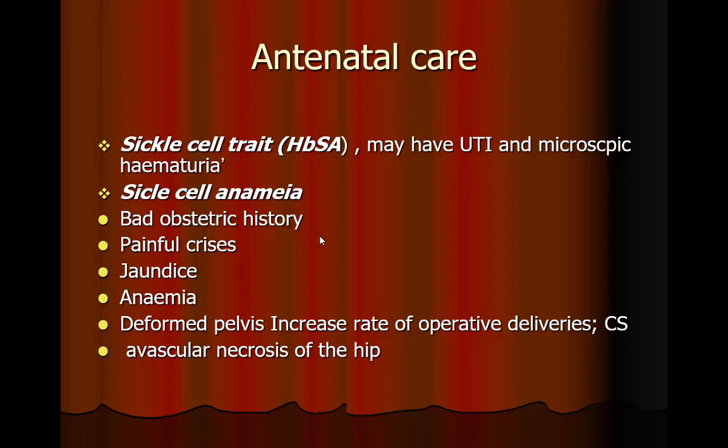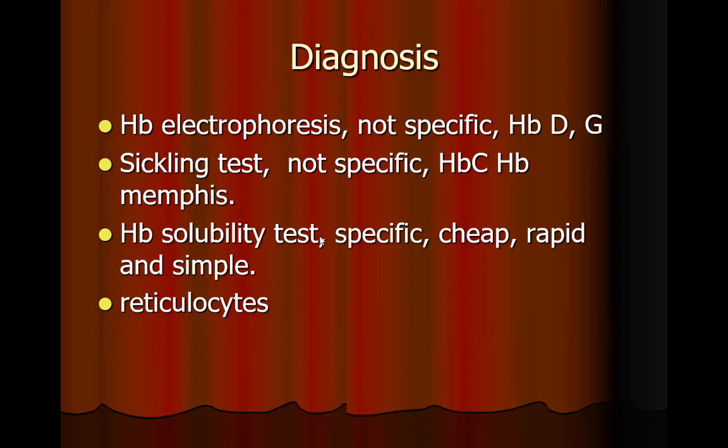Antenatal care, sickle cell trait: when hemoglobin SA is found, there may be UTI and microscopic hematuria. Sickle cell anemia has a bad obstetrical history: painful crisis, jaundice, anemia, deformed pelvis, increased rate of operative deliveries like cesarean section, and avascular necrosis of the hip. Diagnosis will depend on hemoglobin electrophoresis.